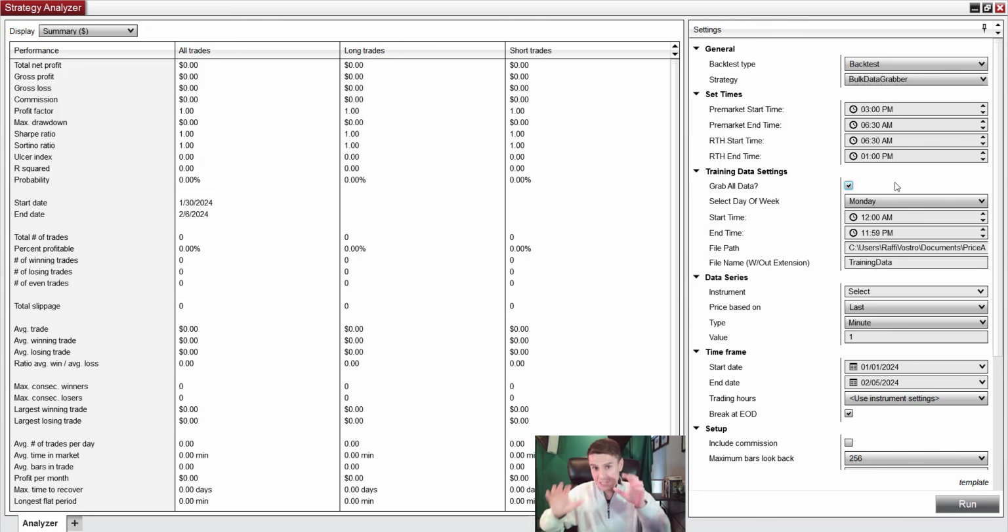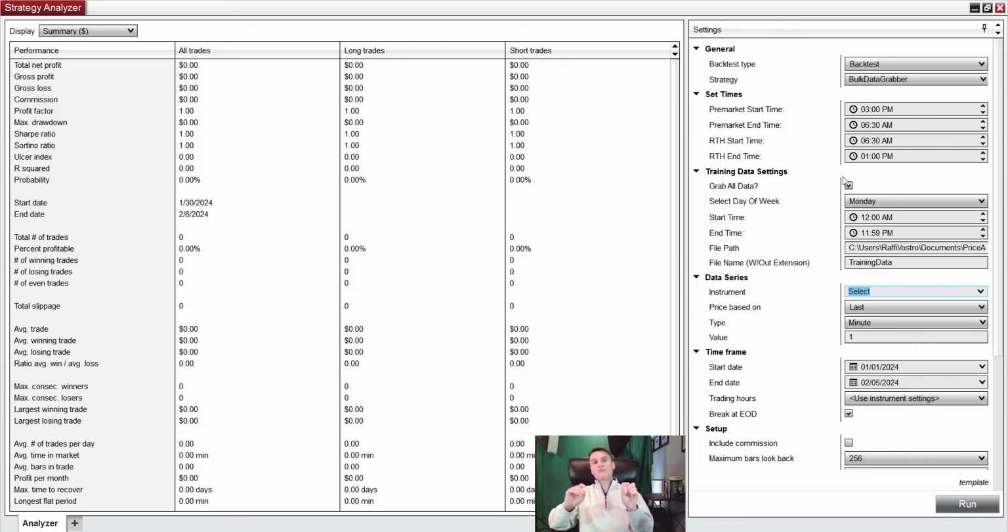But I say that because when I produce the data, I'm going to show you something. So grab all data is what you want. And then here's what you can do for the instruments. So this is called bulk data grabber for a reason. You can literally grab all of the potential instruments within the asset class that you're looking into. So if you want to trade GC, CL, NQ, ES, 6B, whatever it is that you're trading, you can literally grab all of that data all together.